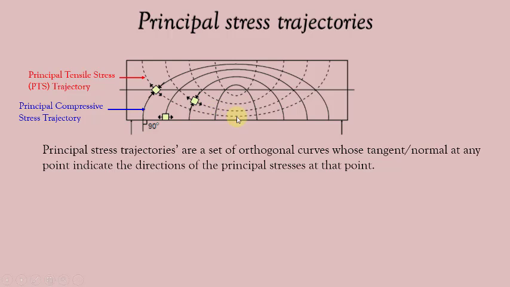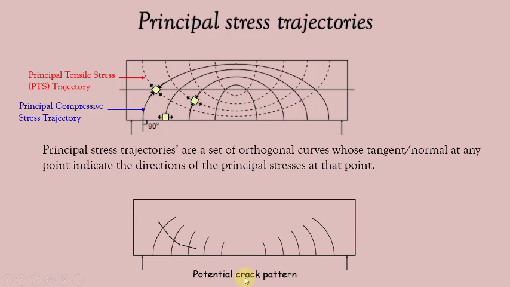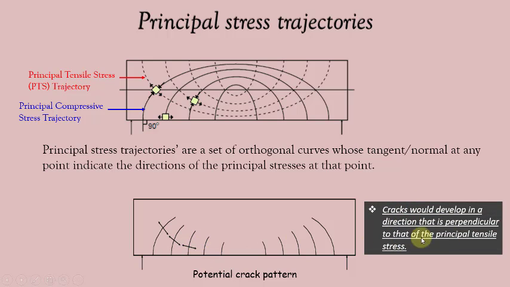Towards midspan, where shear stresses are low and bending is dominant, the direction of principal stresses tends to be parallel to the beam axis. Near the supports, where the shearing forces are greater, the principal stresses become inclined, and the greater the shear force, the greater the inclination. For potential crack patterns, it must be noted that cracks would develop in a direction that is perpendicular to that of the principal tensile stresses.